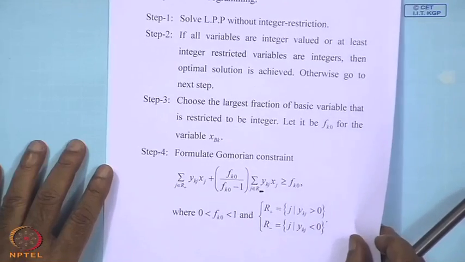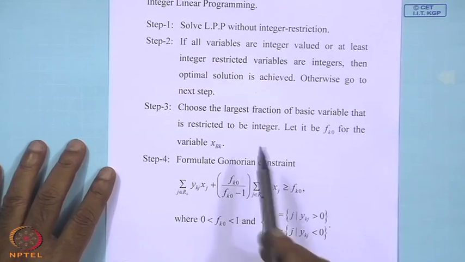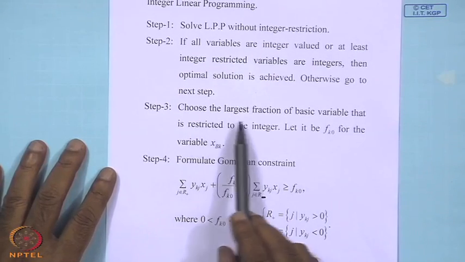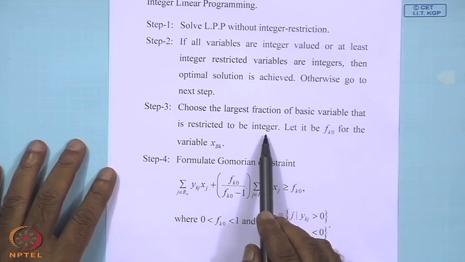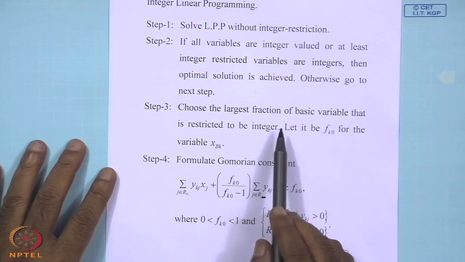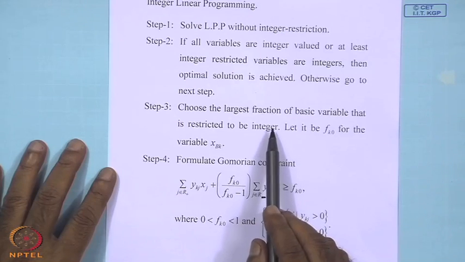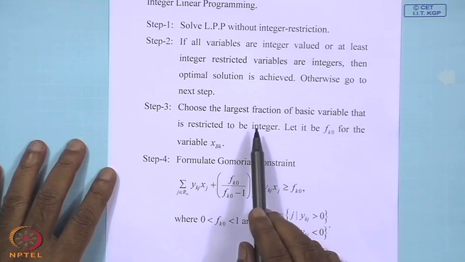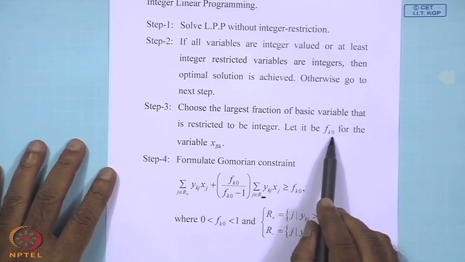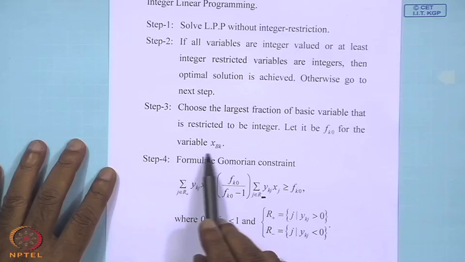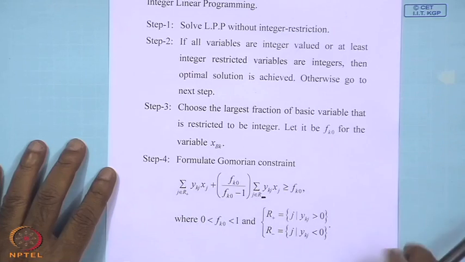I am doing, please note, the Gomorian cut method. In step 3, choose the largest fraction of the basic variable that is restricted to be integer. That is, you may have some basic variables whose value should be an integer. From those, you choose the variable whose fractional value is largest. Now, let it be f k 0 for the variable x b k.